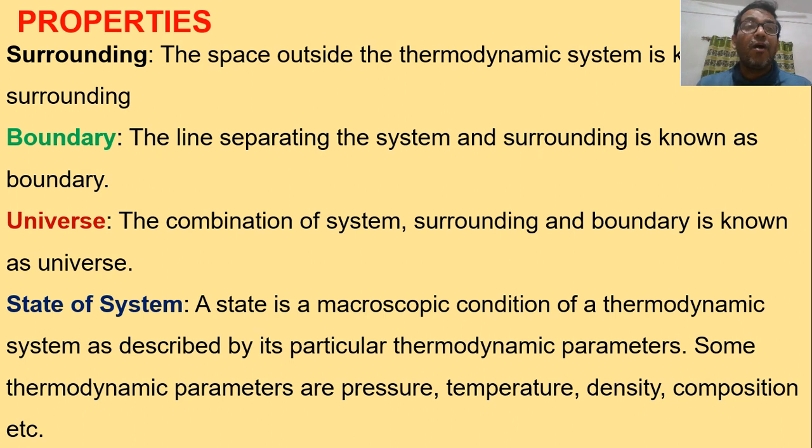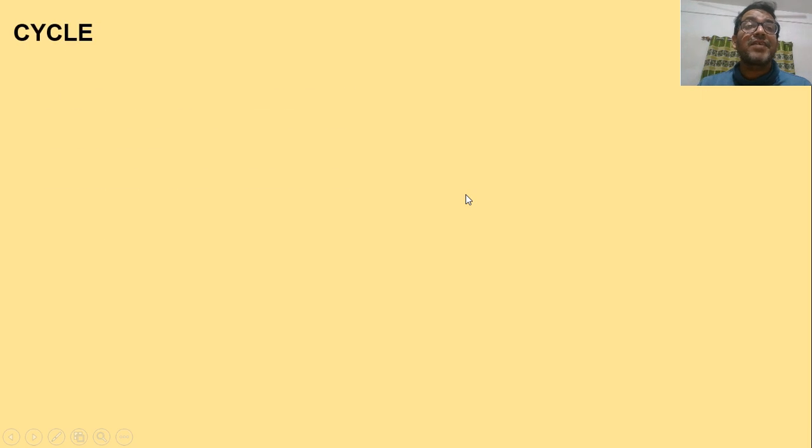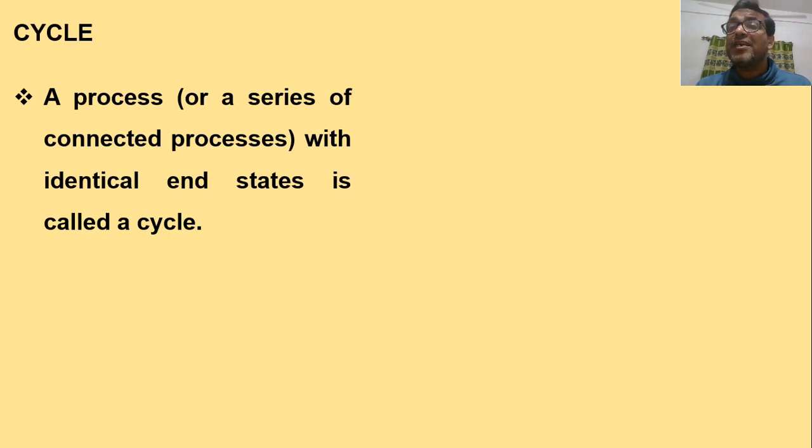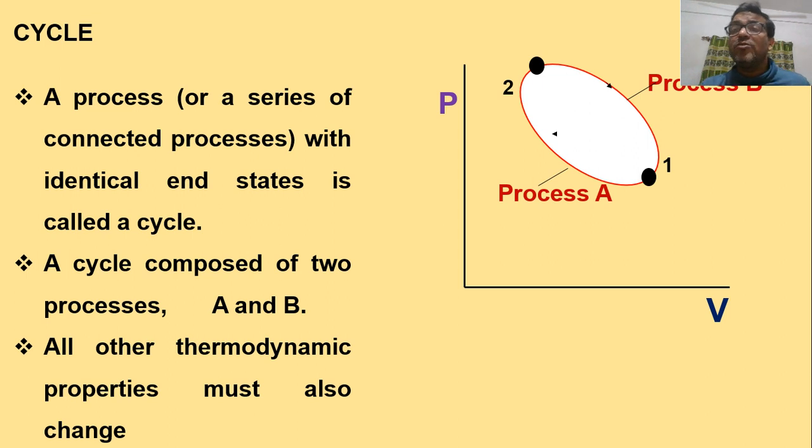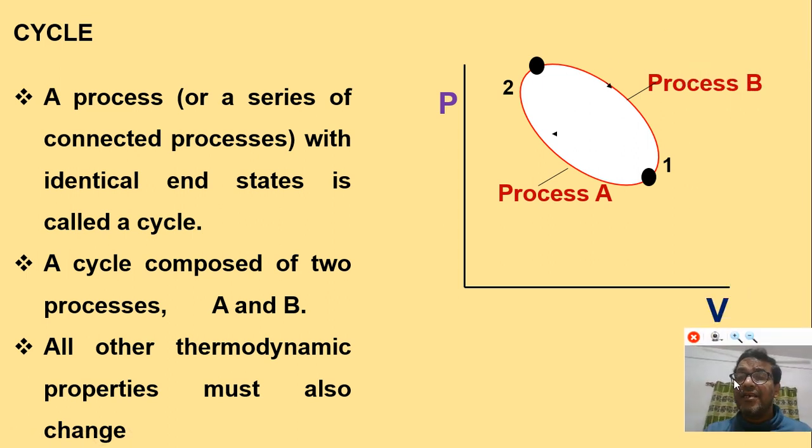So these are basically what define the state. Okay, so now we are coming to the other thing, that is the cycle. What is a cycle? Cycle means that when a process starts from one end and after that it again comes back to the initial state, then it is called a cycle. You just see here, this is a very good example of a cycle.